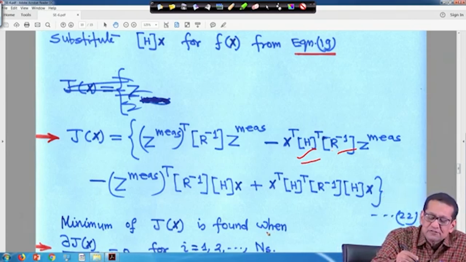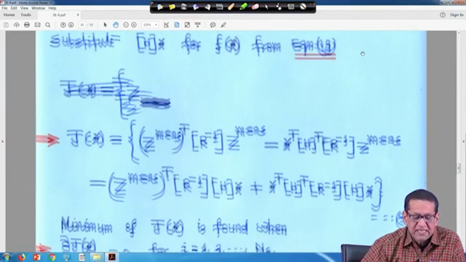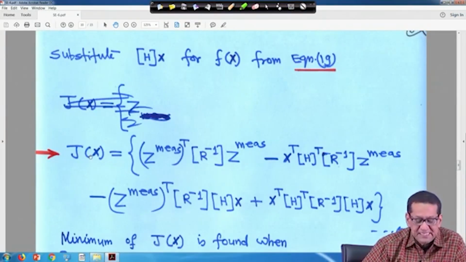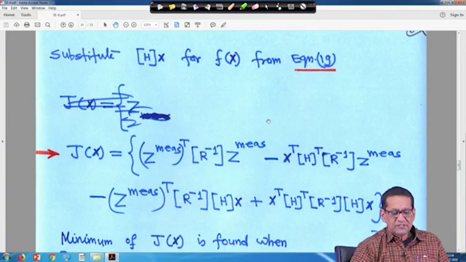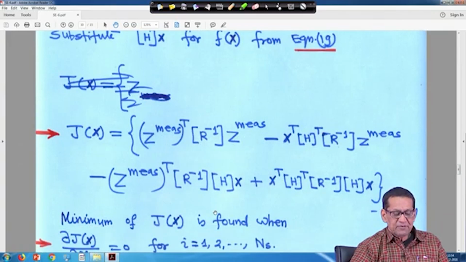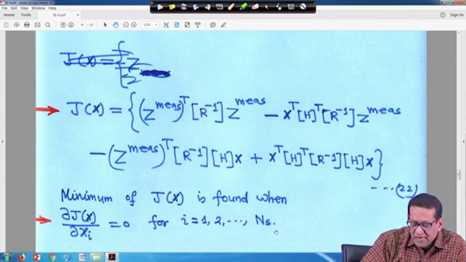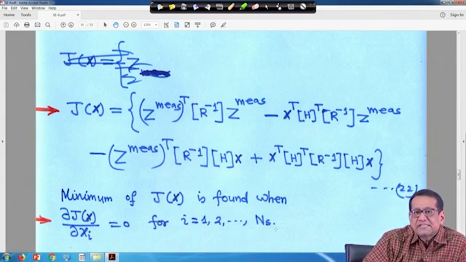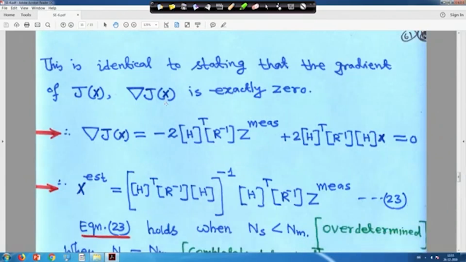In this case, the minimum of J x is found, so you have to take del J x upon del x equal to 0. This is equation 22. We substitute f x equal to H x and get this. Now, the minimum will come when del J x upon del x i is equal to 0 for i equal to 1 to n s, the number of state variables, right. If you take the derivative, this is nothing but the gradient, and we have to make the gradient of J x exactly 0.